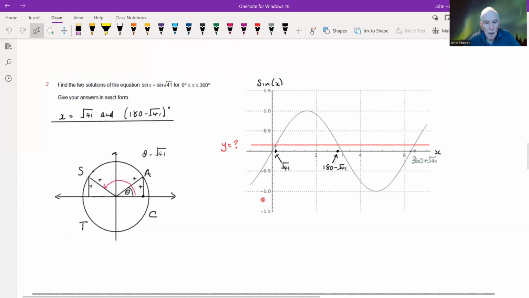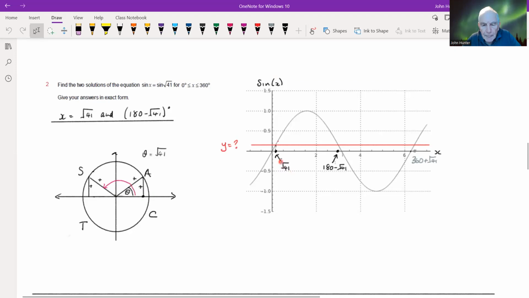Okay, so right, we're drawing a sine curve here. And as with these things, we're looking for the intersection between the value line here and the curve. We don't know what the value is, and we don't need to know what it is in actual fact, not for this particular question. Now, one of the solutions to this is staring us in the face, isn't it? It's x equals square root of 41, so that's pretty straightforward.